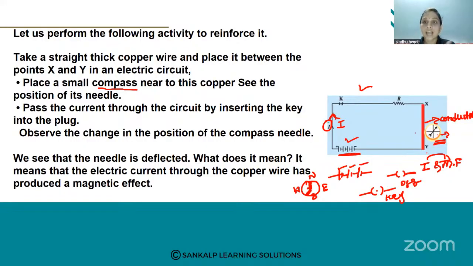Okay, when he starts his experiment, when the plug key is closed and current starts flowing in the circuit, when the current reaches this end, X and Y, the two ends of the conductor we study now, right? When the current flows through these conductors, at that time, he observes some fluctuation or movement in the needle of this compass. Then he concluded that when the current flows through the circuit, some magnetic effect is generated.